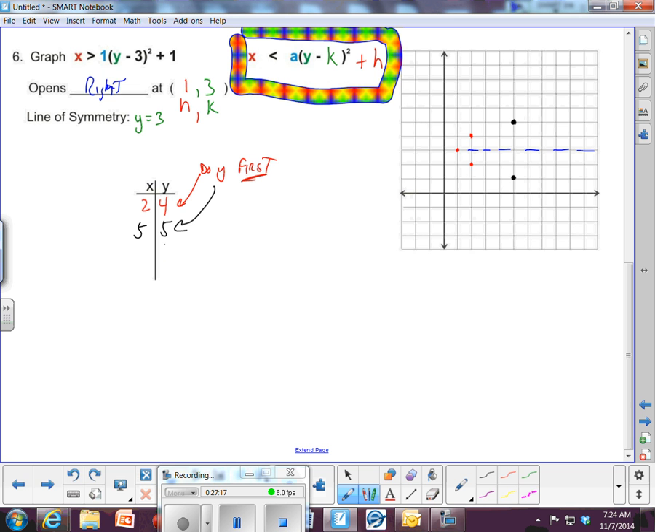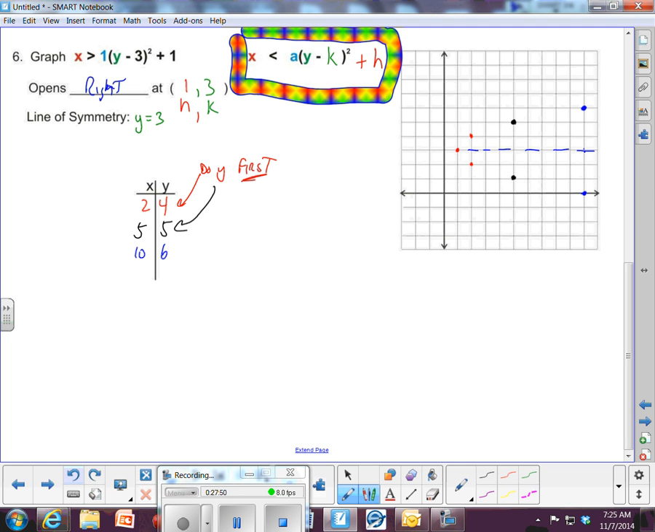Okay, let's do one more point. Let's go 6. So again, look up at the function. Put a 6 in for y. 6 minus 3 is 3. 3 squared is 9. 9 times 1 is 9. And 9 and 1 is 10. 6, 10. All right, be careful. The x is 10. 1, 2, 3, 4, 5, 6, 7, 8, 9, 10. And I'm up 6. 1, 2, 3, 4, 5, 6 right there. So I'm 3 above the line of symmetry. I'm going to go 3 below the line of symmetry.